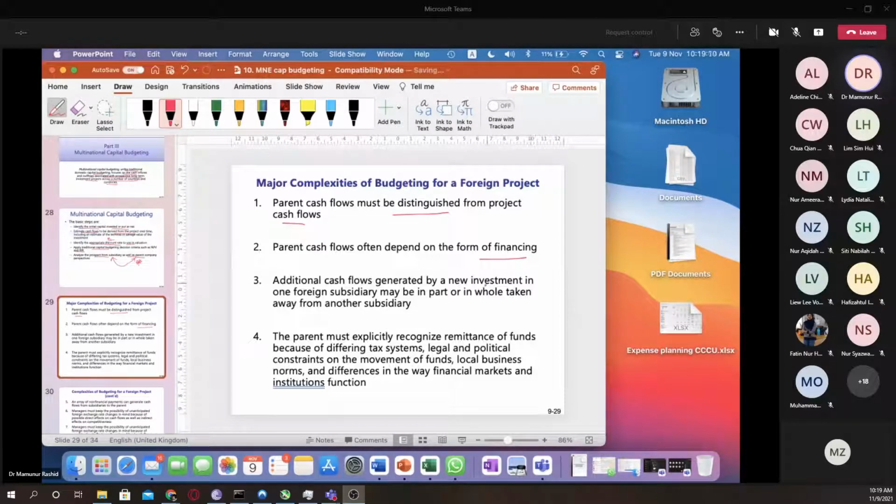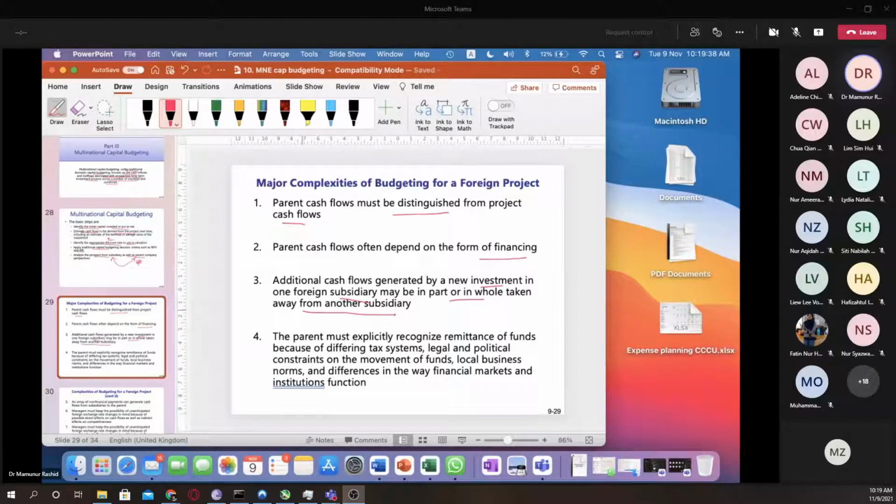Additional cash flows generated by the new investment in one foreign subsidiary may be, in part or in whole, taken away from another subsidiary. So if you are investing, for example, in Malaysia's Sabah territory, that will affect your investment in Kuala Lumpur as well, because Sabah is still within Malaysia. So your cash flows in Malaysia will be affected even if you are investing in Sabah and Sarawak.